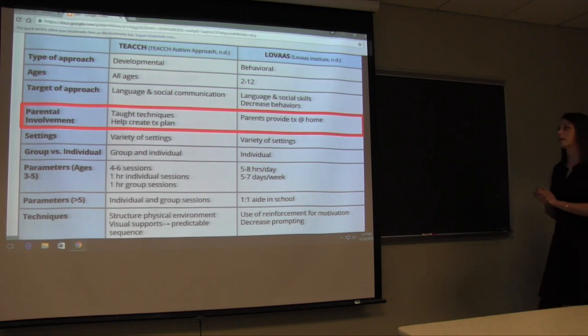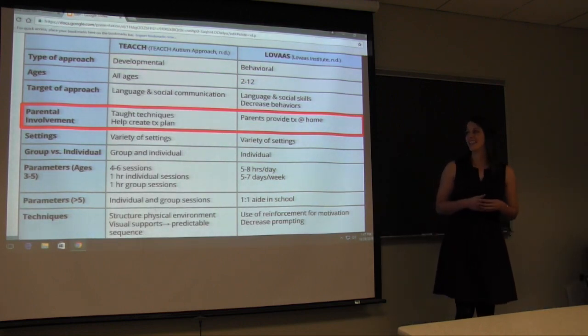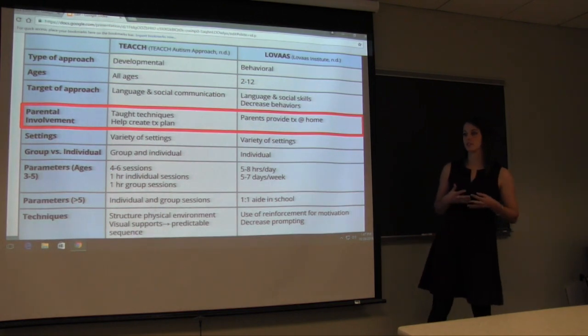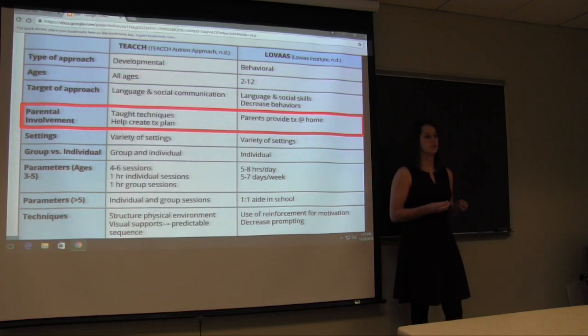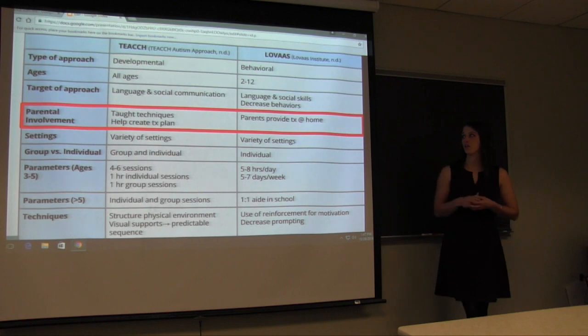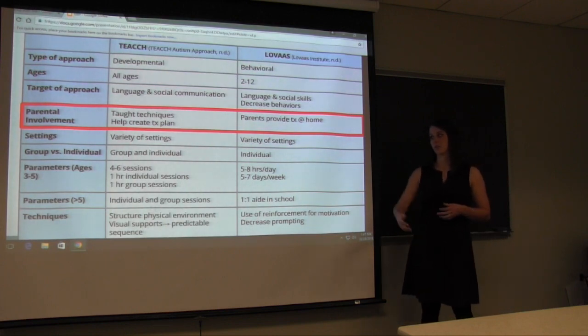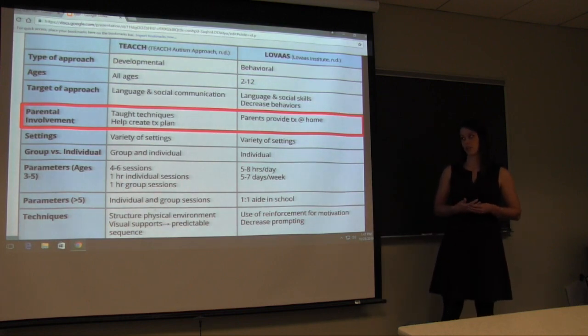So both of these treatment methods have some parental involvement, but they differ a little bit. In TEACH, the parents are taught the treatment methods to use at home, but they also help create a treatment plan because they are the ones who know their child's needs the best. In Lovaas, the parents are the ones providing that one-on-one intensive therapy in the home to maximize the hours of therapy that they get each week, which Nicole will touch on in a few moments.